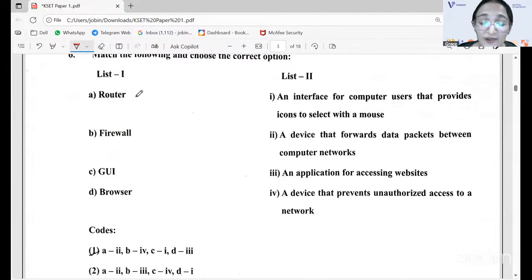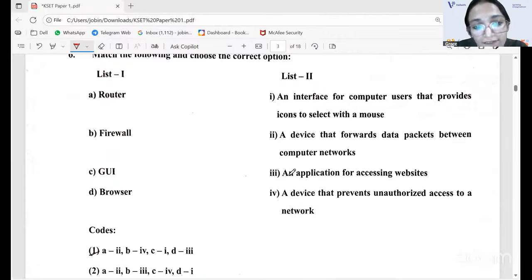So I know you all have done your exams well. So let's just look into this. This is a match the following question, right? So you have list 1 and list 2. In list 1, you have router, firewall, GUI, graphical user interface, and browser. And it's easy to match because you know that a router is a device that forwards data packets between computer networks, right? So A, we can easily connect with option 2.